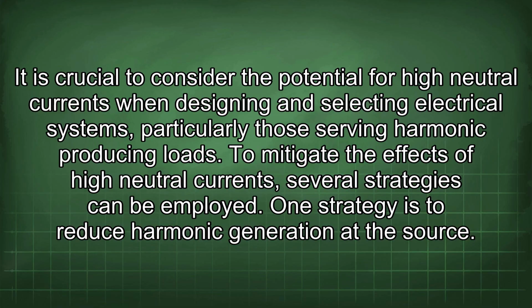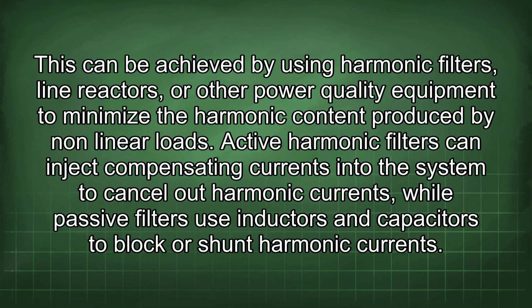One strategy is to reduce harmonic generation at the source. This can be achieved by using harmonic filters, line reactors, or other power quality equipment to minimize the harmonic content produced by nonlinear loads. Active harmonic filters can inject compensating currents into the system to cancel out harmonic currents, while passive filters use inductors and capacitors to block or shunt harmonic currents.